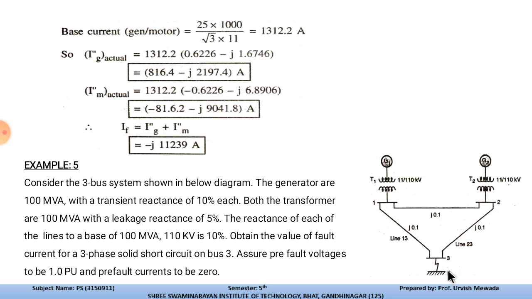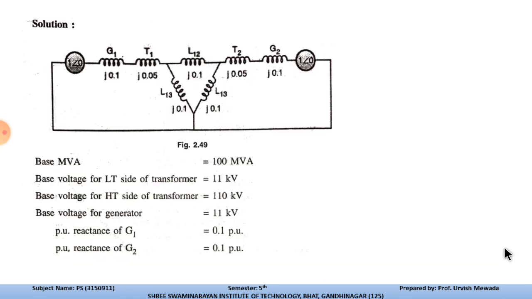So we are considering the fault over here. Assume the pre-fault voltage to be 1.0 pu and the pre-fault current to be 0. So this is the data given to calculate the example related to the given system. So let us solve this given system.